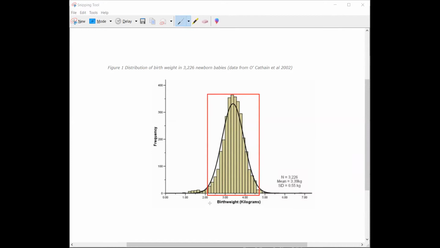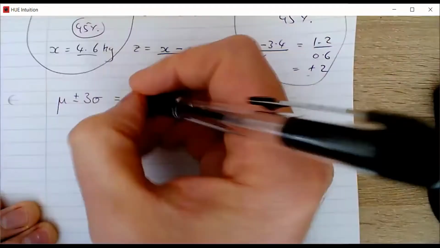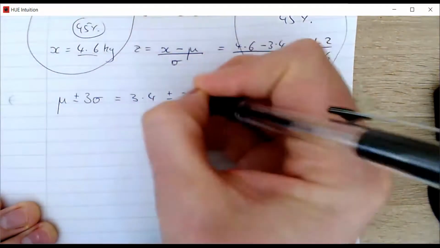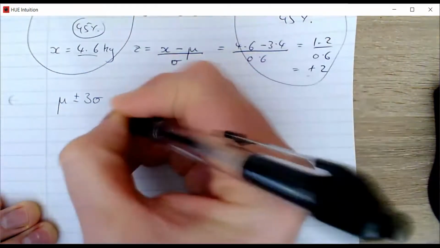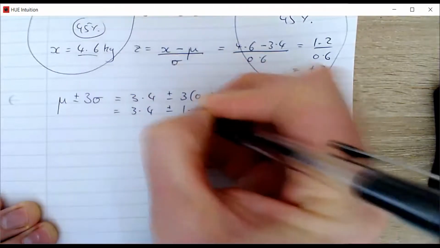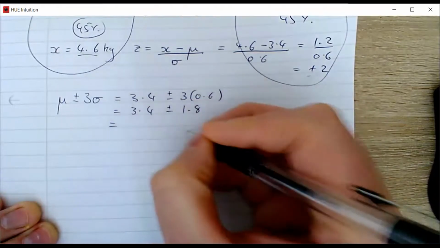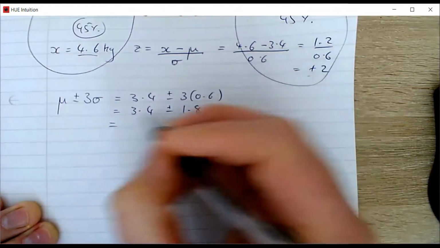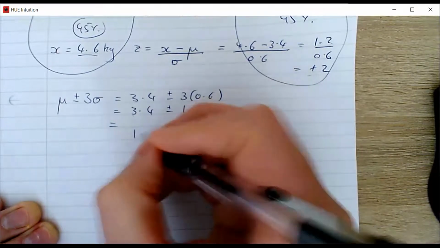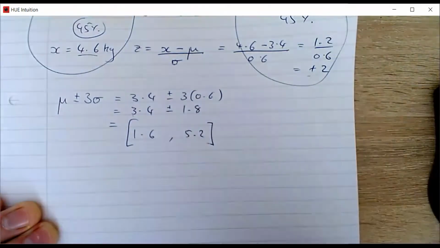And the final rule is that 99.7%, or basically everyone, will be within 3 standard deviations. If you're in a normal distribution, it's very, very unusual to find any values outside of 3 standard deviations. So in our case, that's 3.4 plus or minus 3 times 0.6, or 3.4 plus or minus 1.8. What's that going to be? That's a high of 5.2 and a low of 1.6. So that's our range of values.